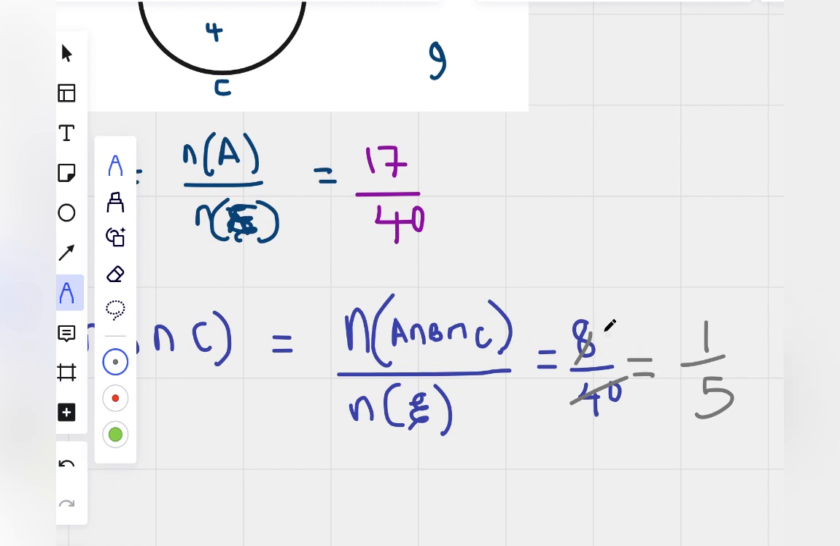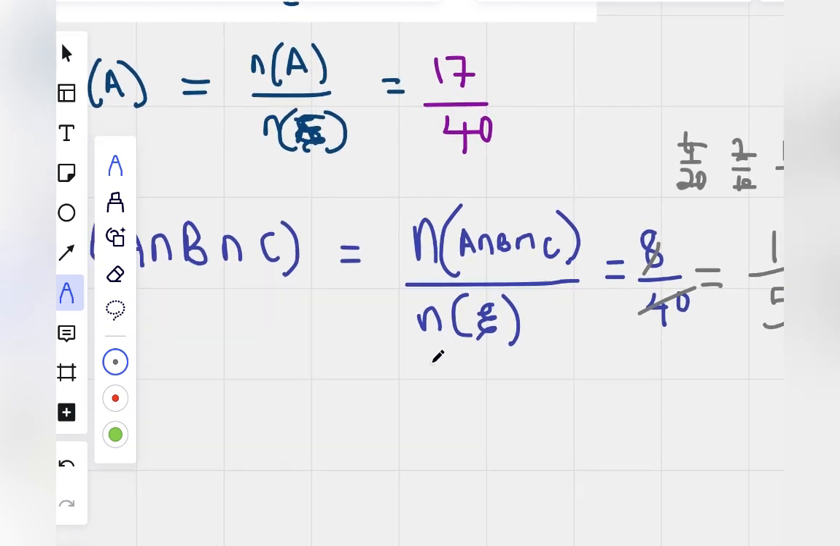Some people will divide multiple times. They can divide here by 2 and get 4, and here by 2 and get 20. It becomes 4 over 20. Then you can still divide again, step by step: 4 by 2 gives 2, and 20 by 2 gives 10. And then you go again: 2 by 2 gives 1, and 10 by 2 gives 5. If you don't know the highest common factor, you can break it down step by step till you get to the lowest term, upon which you can no longer divide. Okay? So that's the B part of the question.